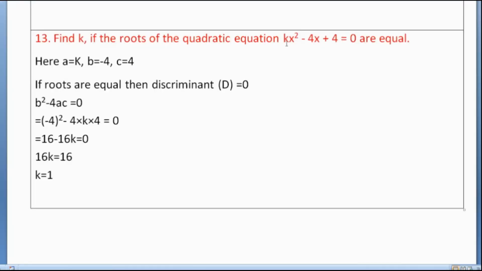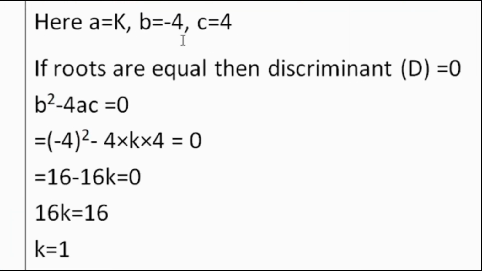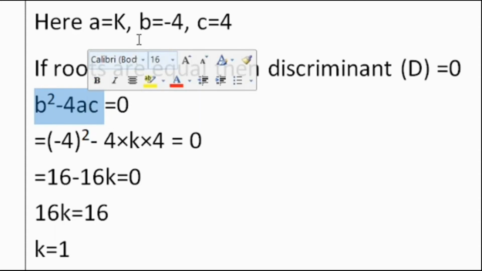13th question, find k if the roots of the quadratic equation kx square minus 4x plus 4 is equal to 0 are equal. So this is the standard form of quadratic equation where a is k, b is minus 4, c is 4. If the roots are equal, then the discriminant will be 0. We all know the discriminant value, which is b square minus 4ac. So b square minus 4ac is equal to 0.